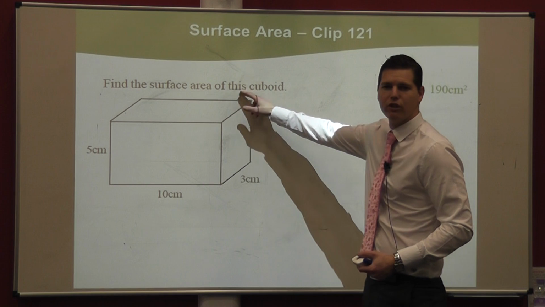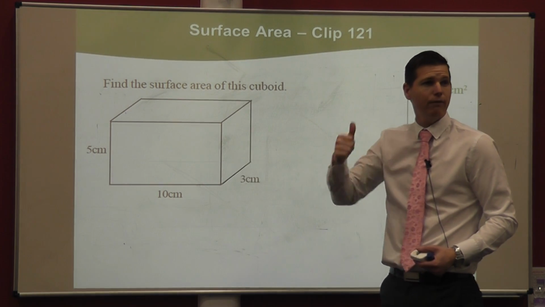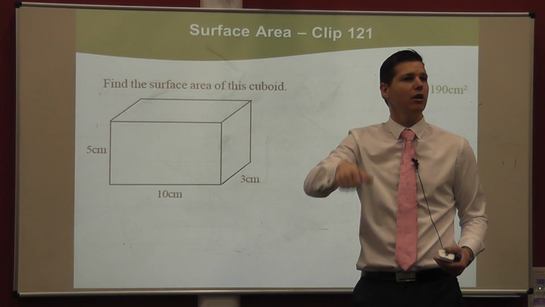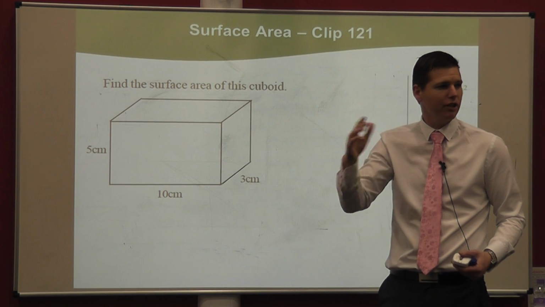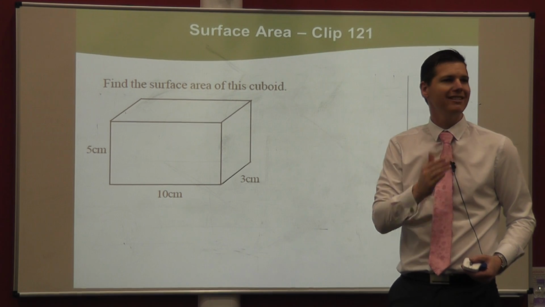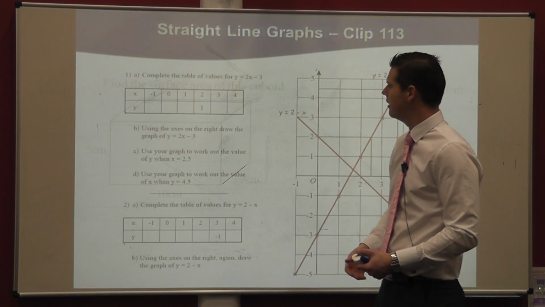Don't mix the surface area up with volume. Volume is when you do the base times the height times the length. So it's the area of the cross section multiplied by the length. Volume is different to surface area.